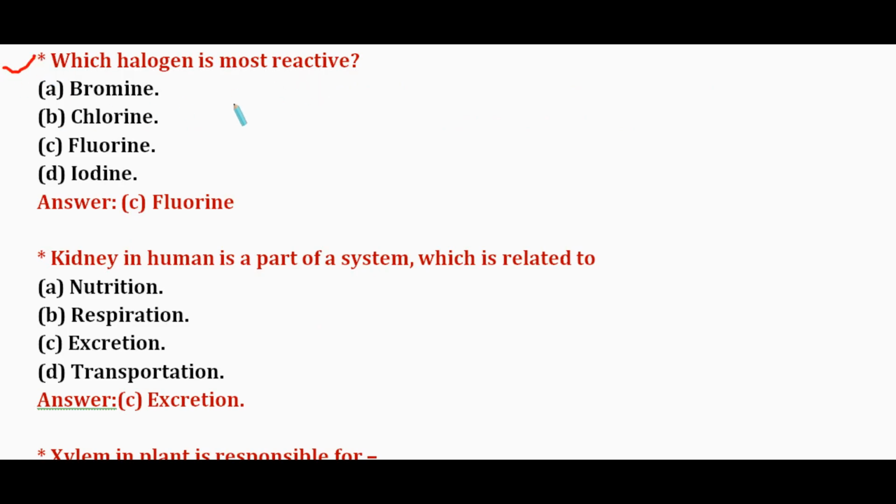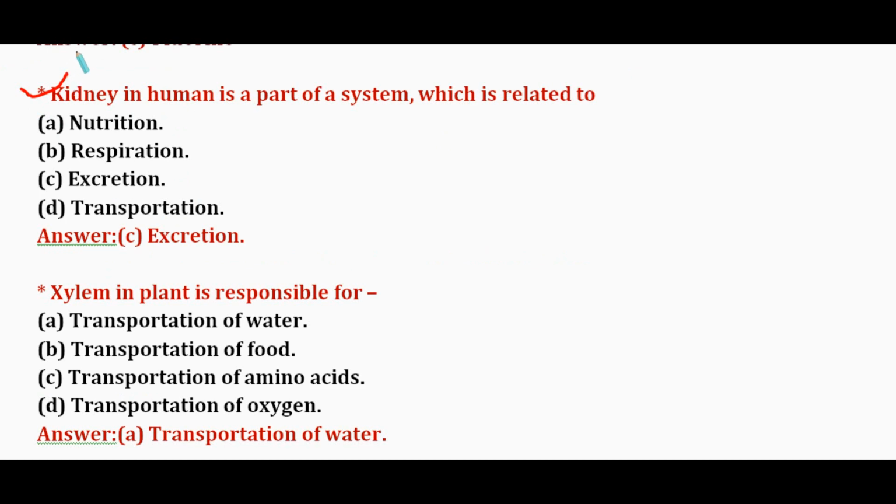Which halogen is most reactive? Bromine, chlorine, fluorine, iodine. The correct answer is fluorine. Next question. Kidney in human is a part of system which is related to nutrition, respiration, excretion, transportation. The correct answer is excretion.